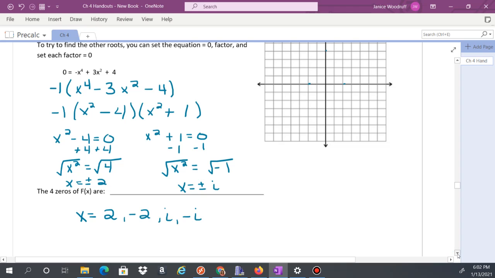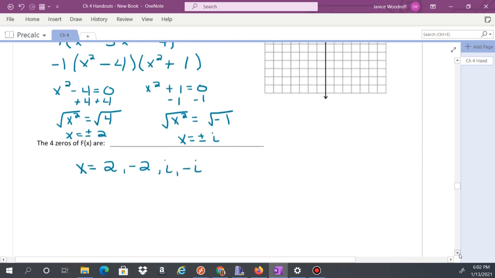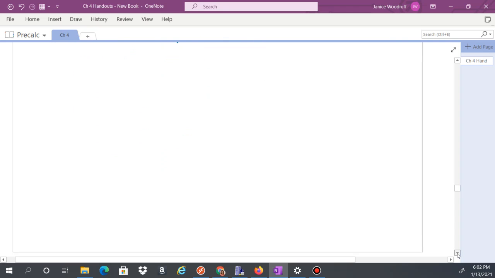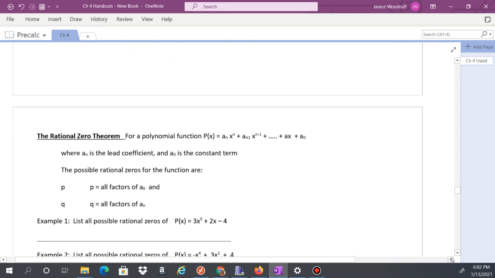All right, I want to give us at least 30 minutes to do 4.6, so that's why I know I'm going fast. I'll slow down when we get to 4.6. I am recording this too, so if you need to go back.